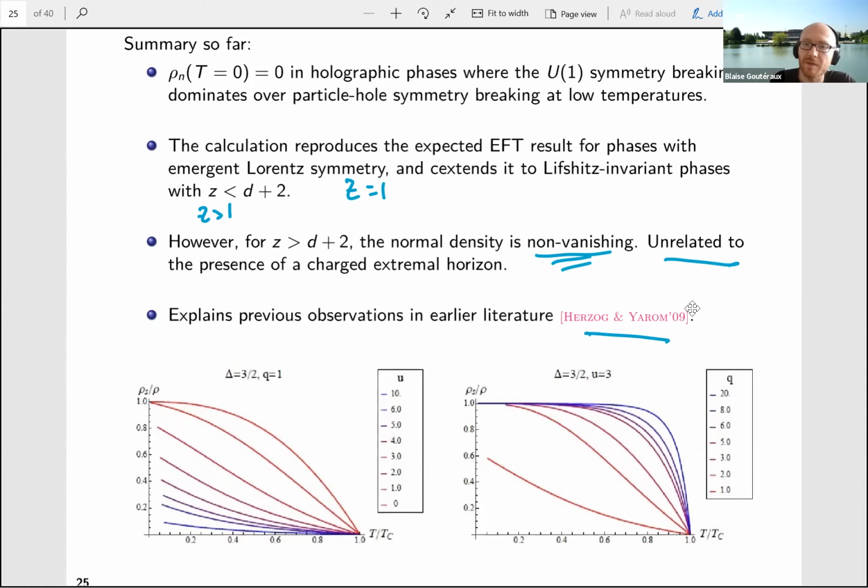And if I now go back to these results by Herzog and Yarom, it explains these features that they had found. We can show that for the values of parameters that lead to these curves, you would always get Lifshitz phases with z greater than d plus 2, which is why this is asymptotic to something less than 1. And all of these have either AdS or Lifshitz with z less than d plus 2. So that's also a nice cross-check.